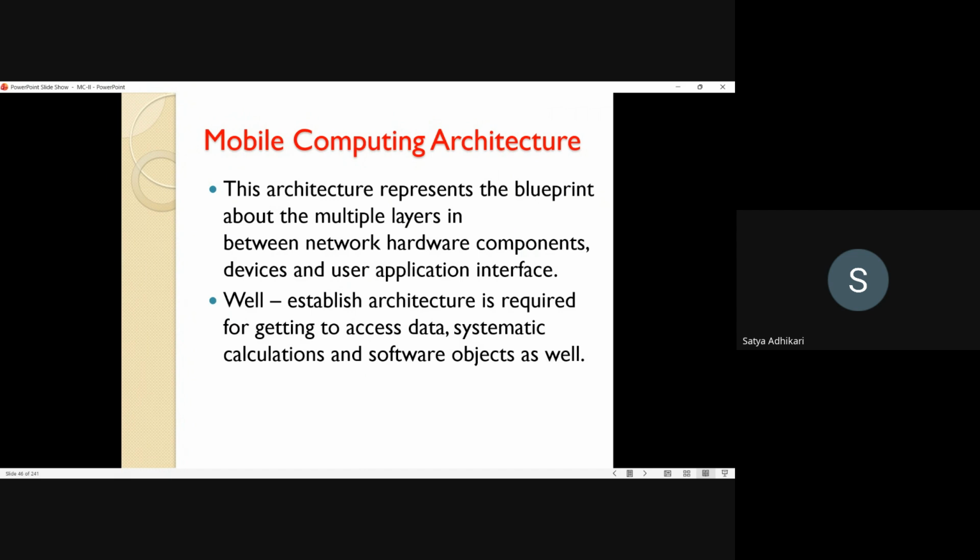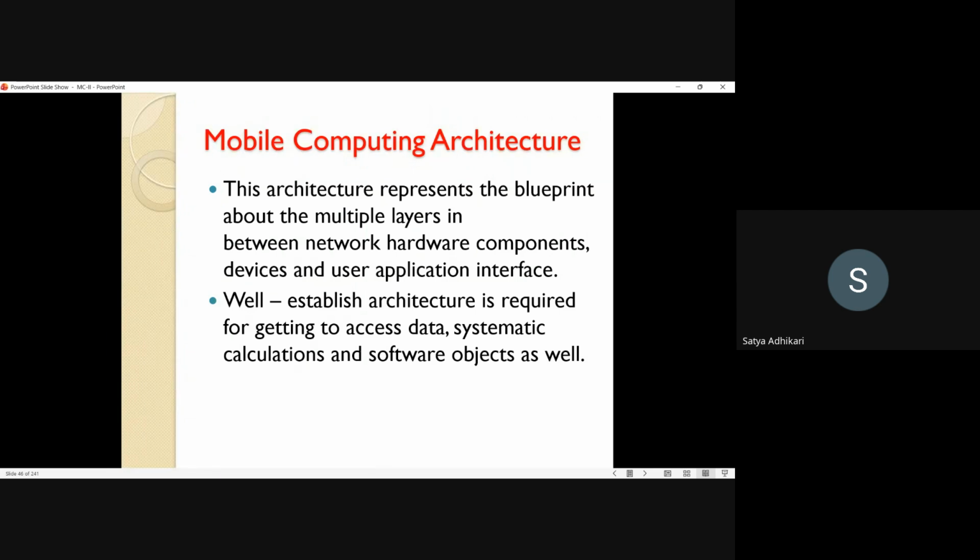This architecture represents the mobile computing architecture. So what is the architecture of mobile computing? You may get a question from here. This architecture represents the blueprint of the multimedia layers in between network hardware components, devices, and the user application interface. A well-established architecture is required for getting access to data, systematic calculation, and software objects as well.